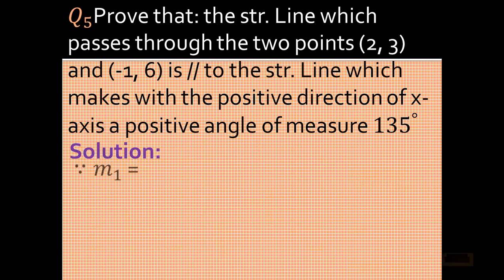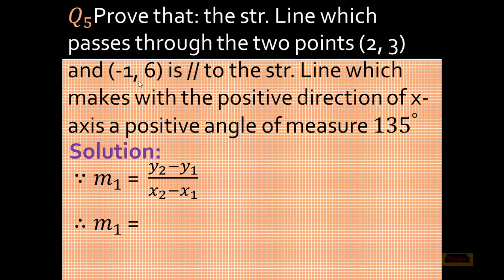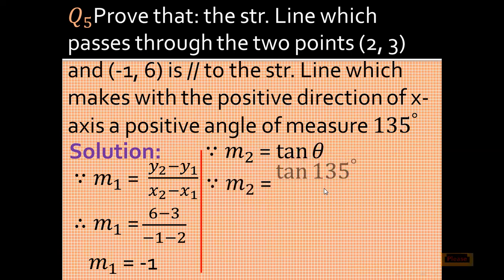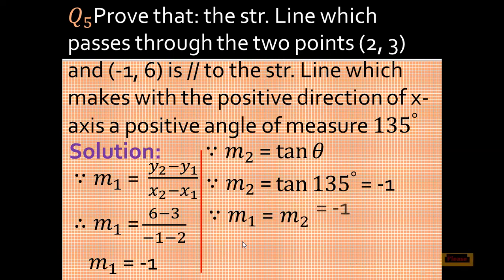The slope of the first, m1, we have 2 points. How can I find the slope if we have 2 points? Change of y divided by change of x, then m1 equals negative 1. Find the slope of the second, m2. We have the angle, so m2 is tan theta. Tan theta equals tan 135 equals negative 1. Then we find m1 equals m2. It means that the two straight lines are parallel.